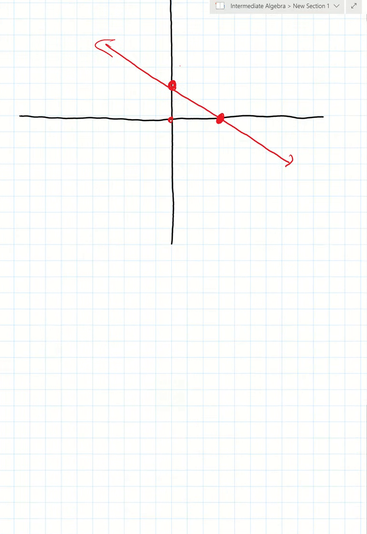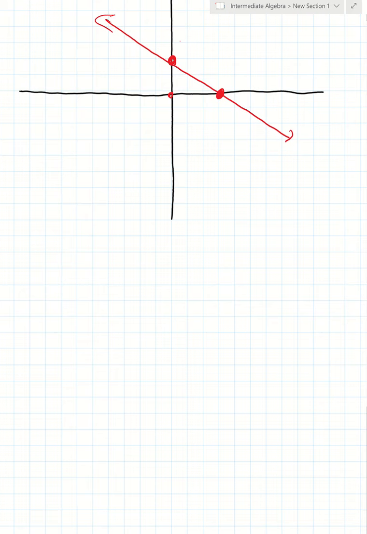Let me give you one to try. Let's say we have 5x minus 2y equals 10. Take a few minutes, pause the video now, and try graphing it on your own. And then when you return, once you have your graph, let's compare it with mine.